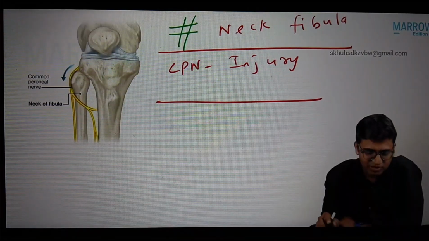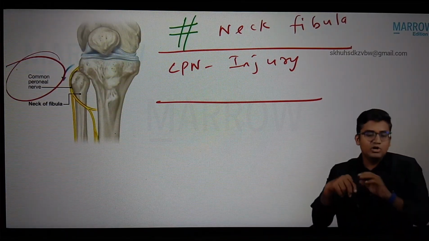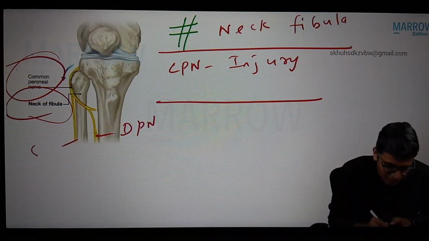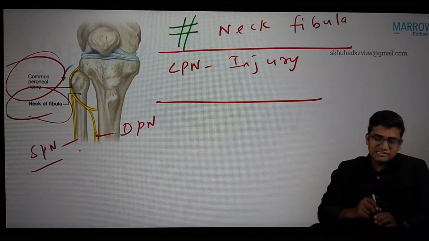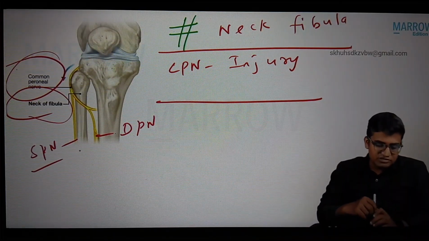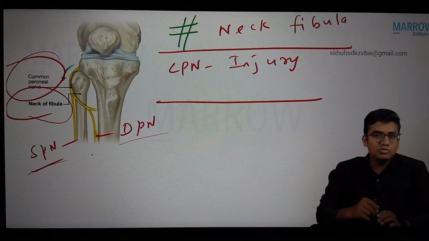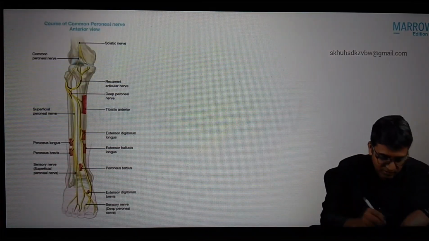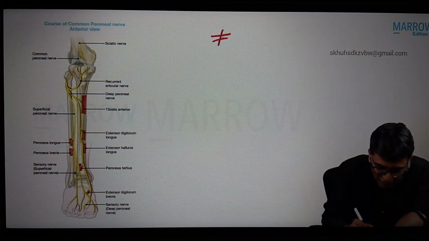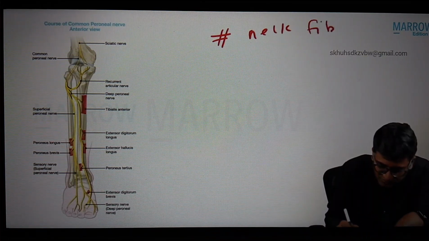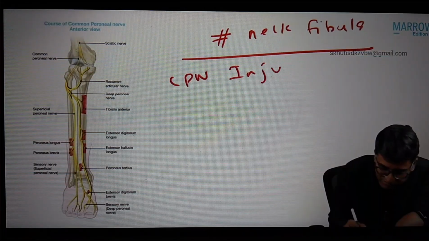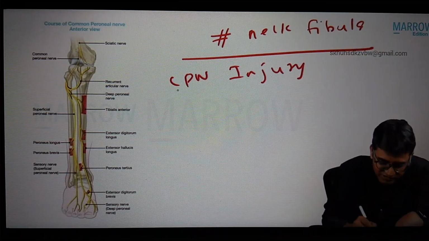So fracture of neck of fibula, I told you common peroneal nerve winds around the neck of fibula, divided into deep peroneal nerve and superficial peroneal nerve. So in the case of fracture of neck of fibula, common peroneal nerve injury will be there, and these two nerves do not work. Okay, what are the deformities? Now, in the case of fracture of neck of fibula, the patient will have common peroneal nerve injury. Okay, what are the features?